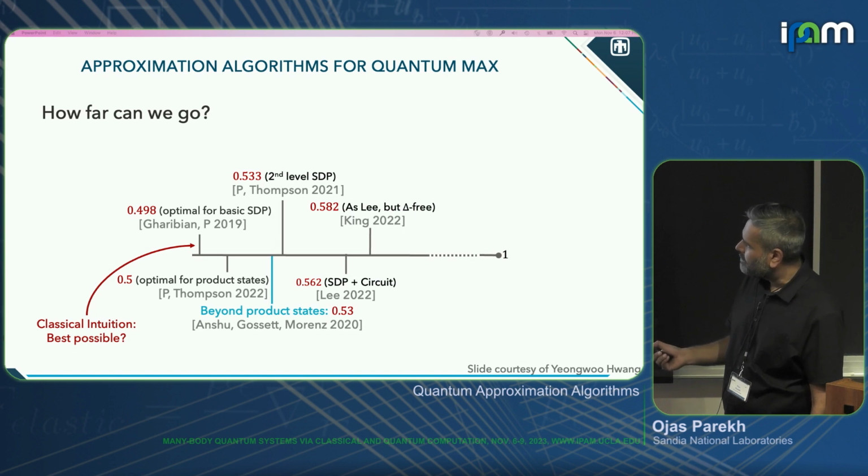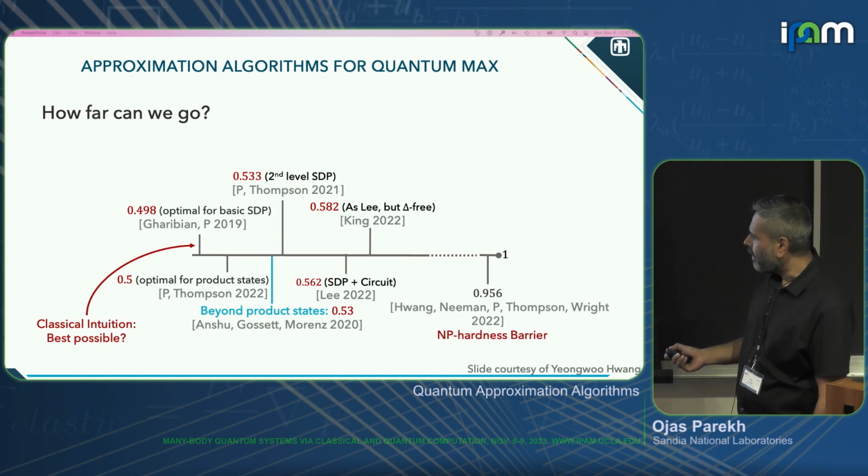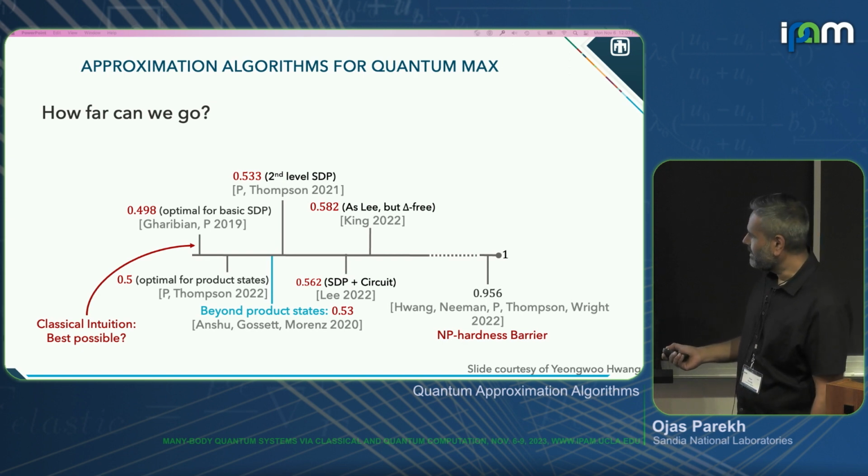You can get 0.582. Robbie King had this result, but it's only for triangle-free graphs. And then there is a hardness result, and it's horrible. It's not the right answer, I can tell you that. But we know that it's NP-hard to approximate this problem beyond 0.956.